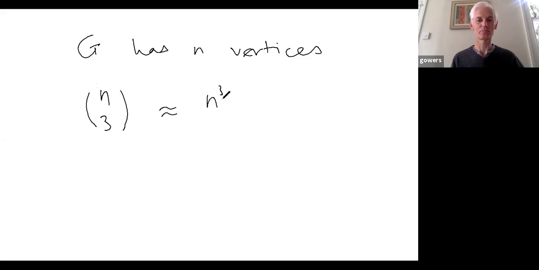And that's pretty close to n cubed over 6 when n is large, because we don't care about the difference between n minus 1 and n and that sort of thing. So we've got roughly n cubed over 6 as a maximum number of triangles.